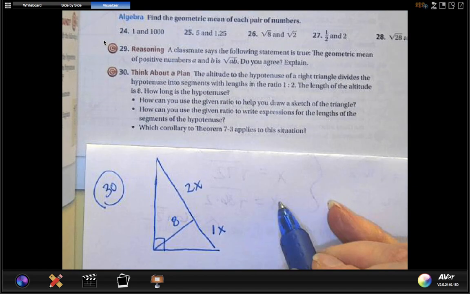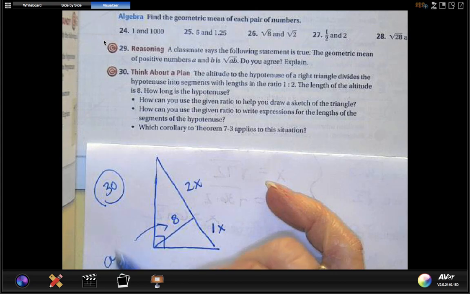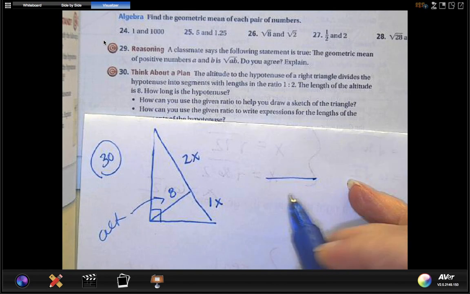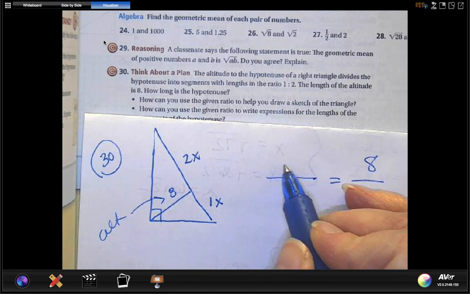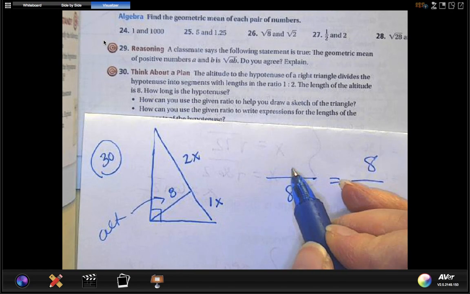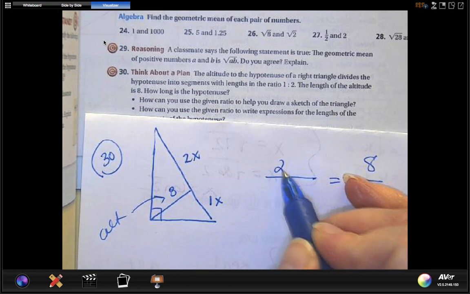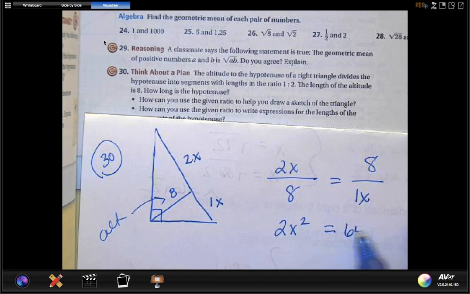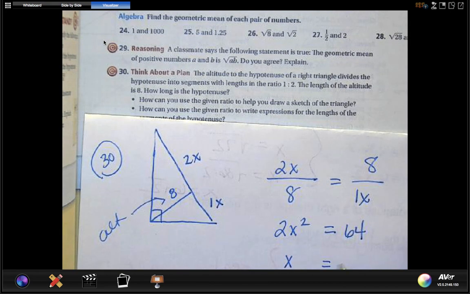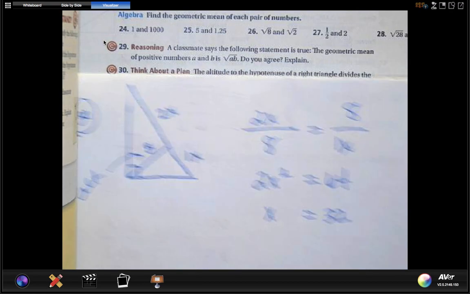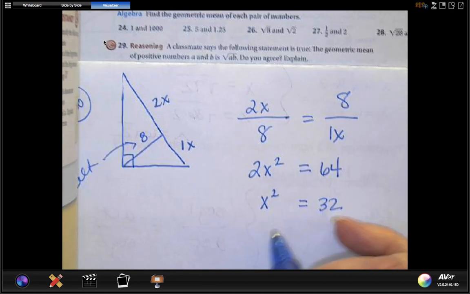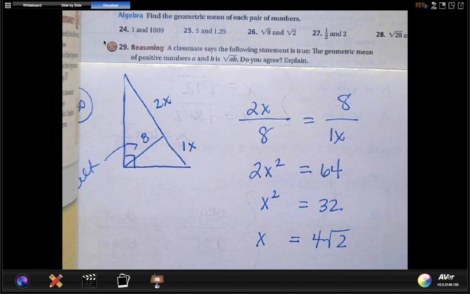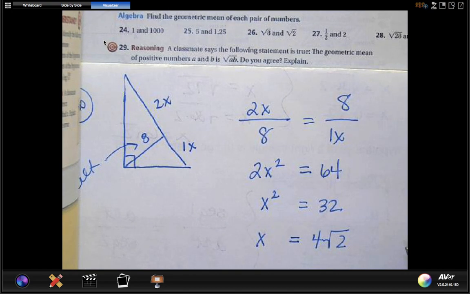So I don't have any legs here. This is an altitude, so I'm going to use my altitude formula. So the altitude is the geometric mean of the two segments of the hypotenuse. Cross multiply. Divide by 2. Take the square root. So 32 is 16 and 2. Square root of 16 is 4, so I have 4 square roots of 2.